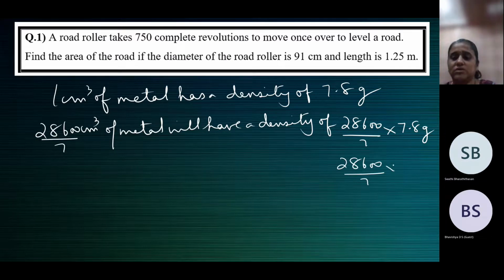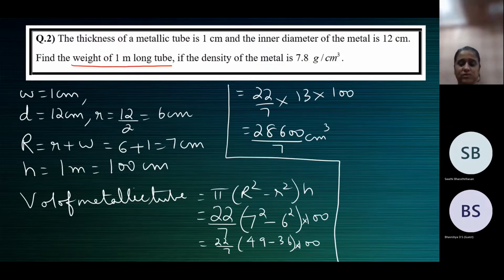28600 by 7 into 78 by 10 grams. So 0 and 0 get cancelled. You cannot simplify this. So now multiply and divide and get me the answer in grams, children, and then convert that to kilograms. Please work.